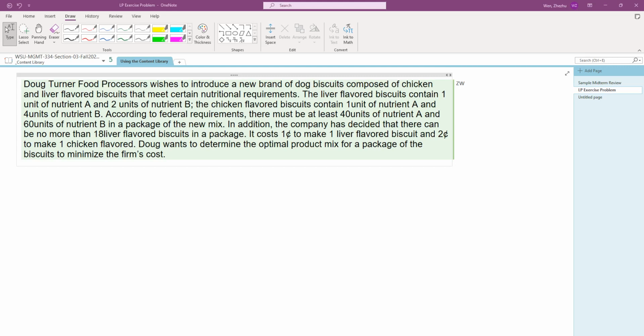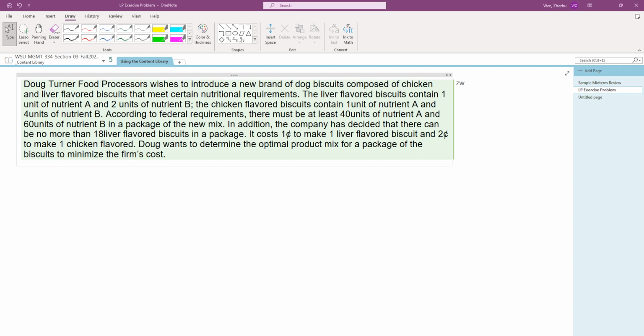This is Doug Turner food processor problem. It requires you to use LP technique to identify the solution. So in this example, I'm going to be taking some time to go through all the phases you need to solve this type of problem.